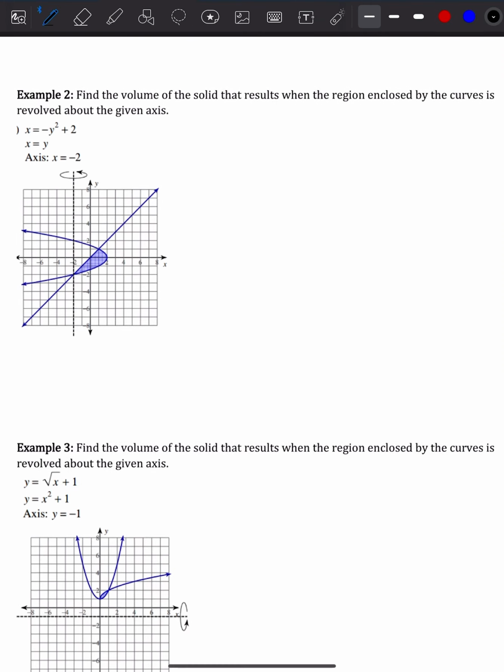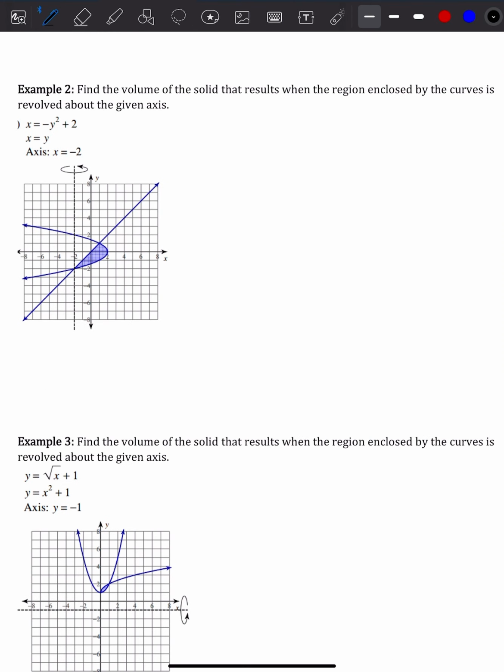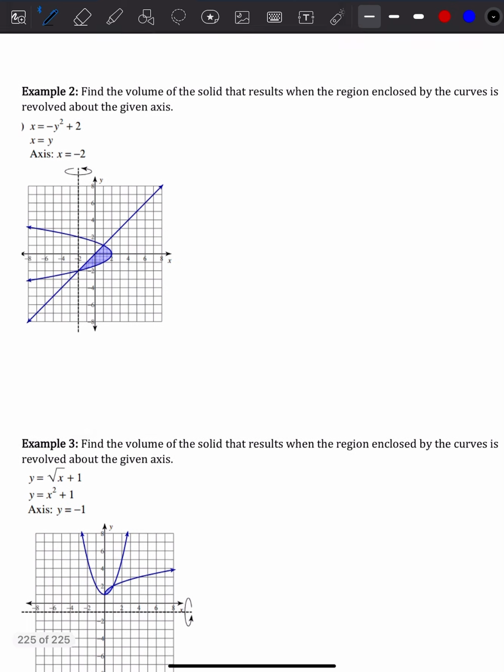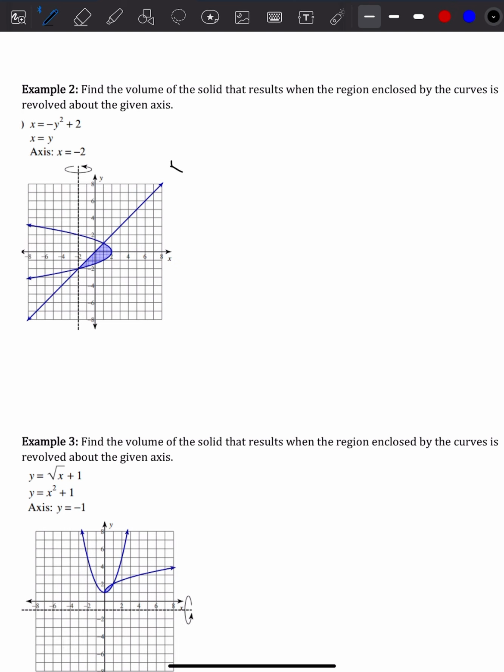Okay, so if we look here, we have: find the volume of the solid that results when the region enclosed by the curves is revolved about the given axis. Our curves are x equals negative y squared plus 2 and x equals y, and our axis of revolution is going to be x equals negative 2. So we have our linear equation, x equals y. We have our parabola, x equals negative y squared plus 2.